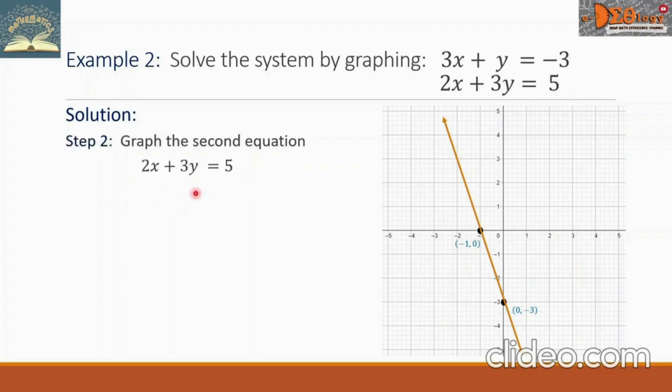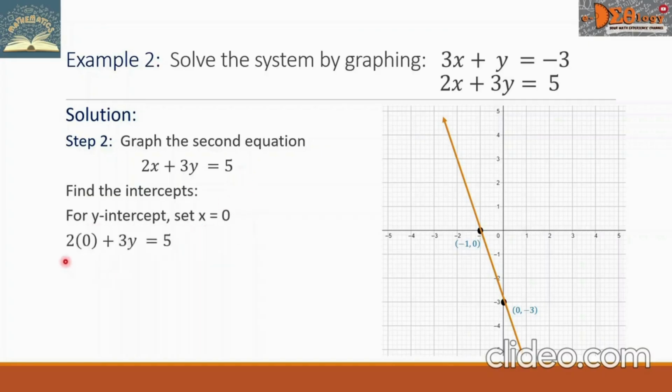We have this 2x plus 3y equals 5. Let's find the intercepts. Let's begin with the y-intercept. We set x equals 0. This equation becomes 2 times 0 plus 3y equals 5. 2 times 0 is 0, so we have 3y equals 5. Then we solve for y. We have y equals 5 over 3. So the first point is (0, 5 over 3).